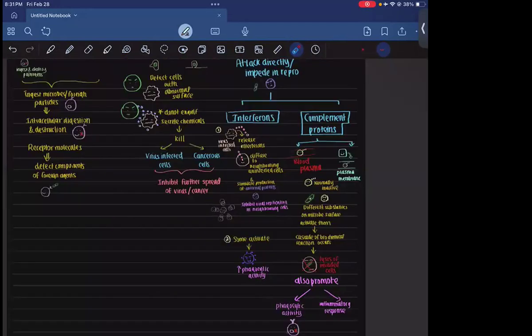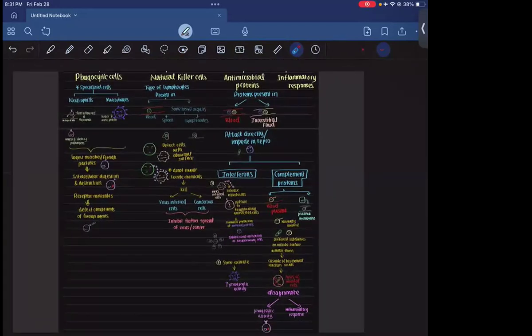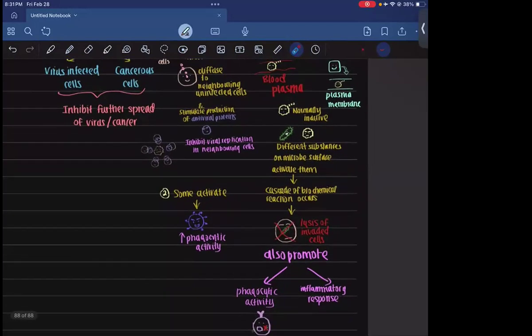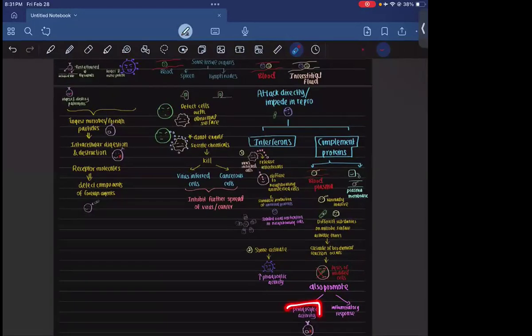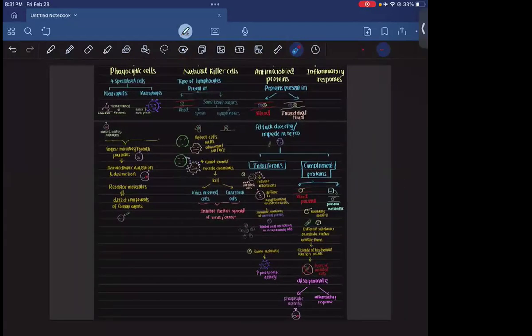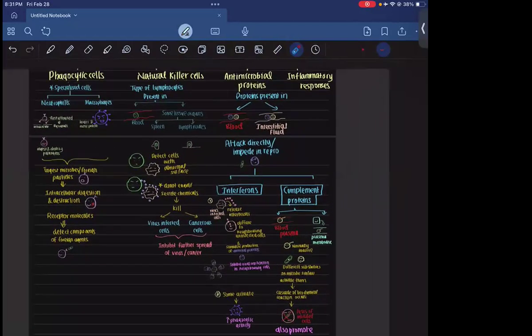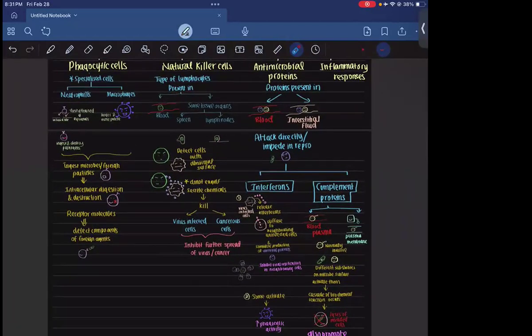So when you consider antimicrobial proteins, ultimately they are going to induce phagocytic activity in interferons as well as in complement proteins. Phagocytic activity will be promoted, but the inflammatory response is going to be promoted only in complement proteins. Okay, so yeah, this is all about antimicrobial proteins. They are proteins present in the blood or interstitial fluid. They can attack directly or impede reproduction. And there are two types, namely interferons and complement proteins.